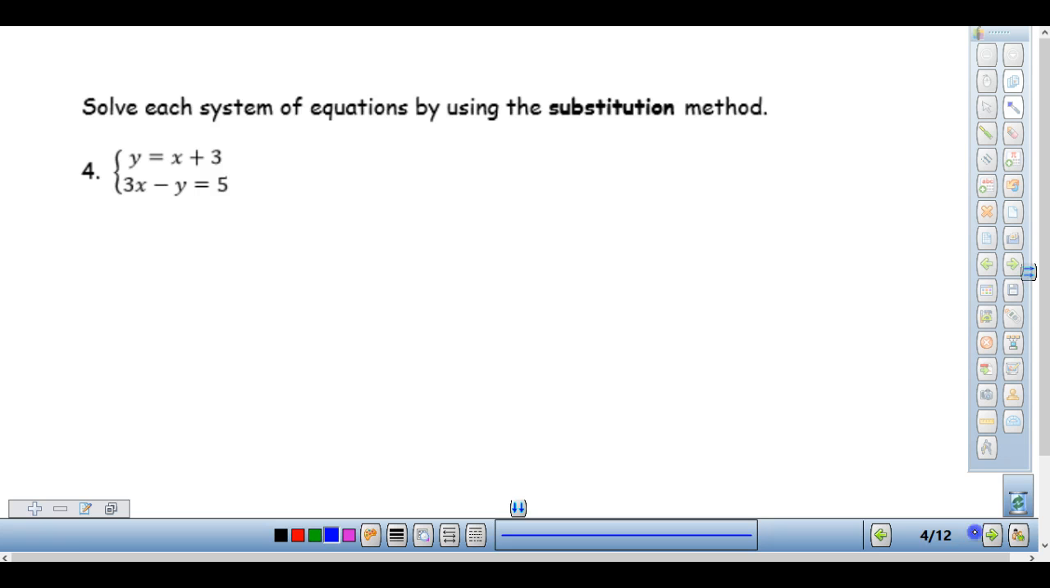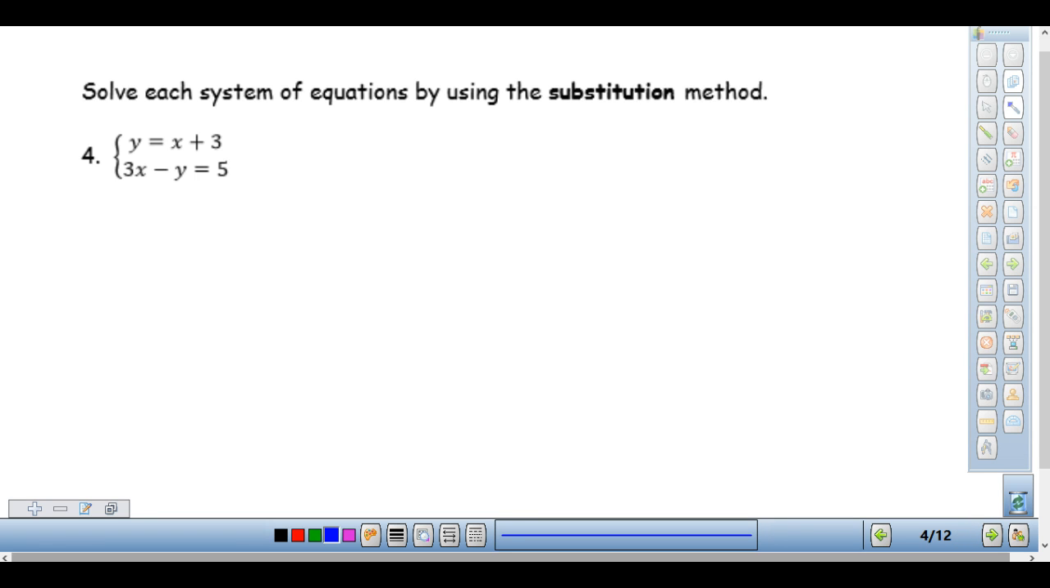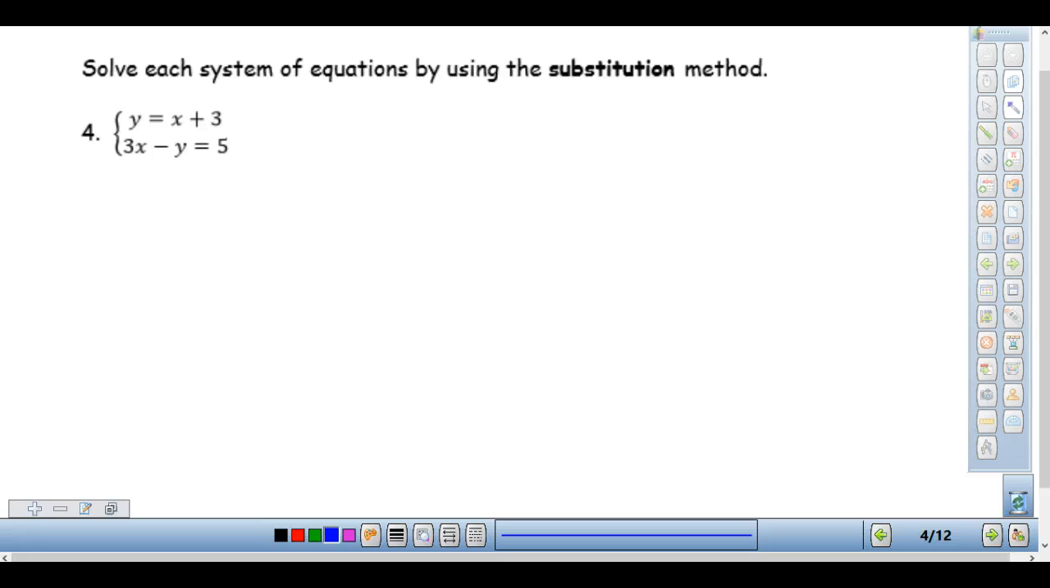Okay, now we're using substitution, and this is where some of us had a harder time with, which is fine. Okay, but we've got y equals x plus 3. So we take our x plus 3 and put it in the box. And we're going to plug it in from the line. Now this was the most common mistake. We got 3x minus (x plus 3) equals 5.